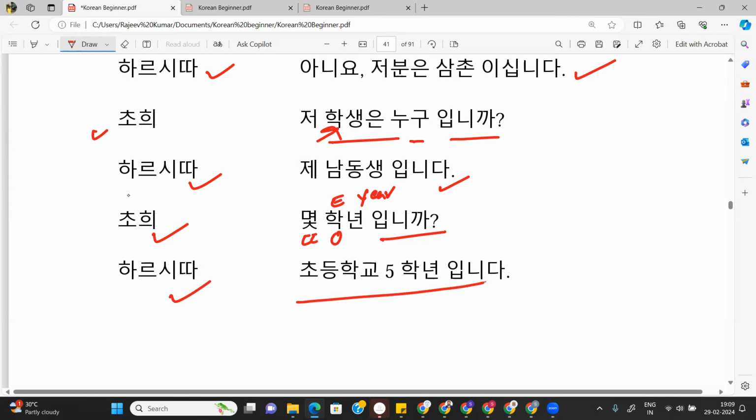Harshita. Cho dung. Kang. Here also it comes kang, sir. No, here will be simple. Chodang Hakyo. Chodong Hakyo. Five is O. Ohang Nian, Ohang Nian.